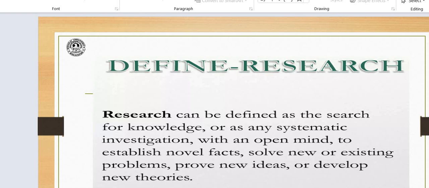First of all, we are going to define research. Research can be defined as the search for knowledge, or any systematic investigation with an open mind, to establish a novel fact, solve a new or existing problem, prove new ideas, or develop new theories.